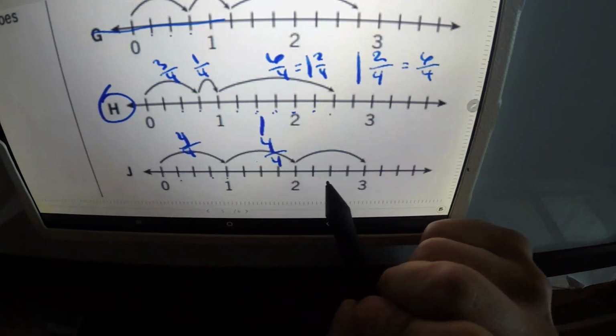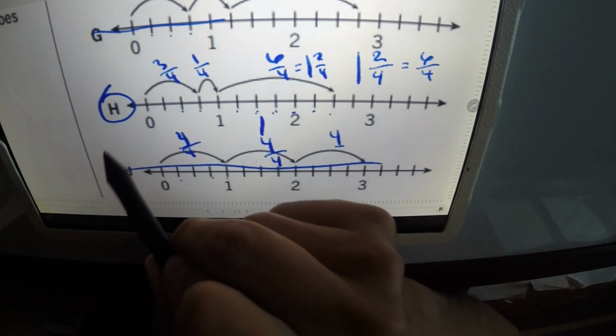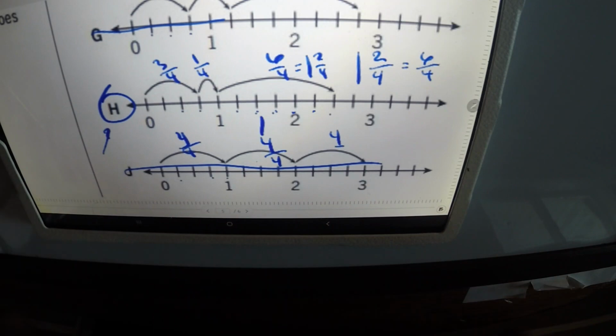We're not going to see it twice. And then 1, 2, 3, 4, and then that's another 4. This is clearly not the answer. So this is again our answer, H, and that is number 4.